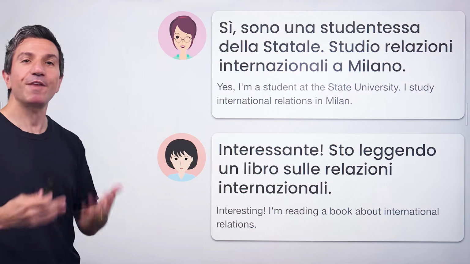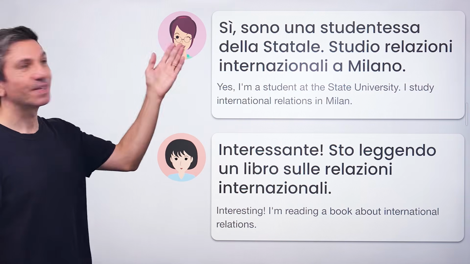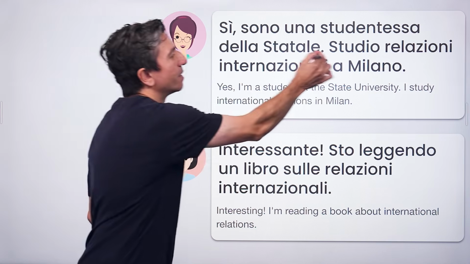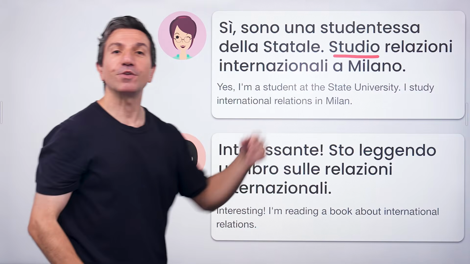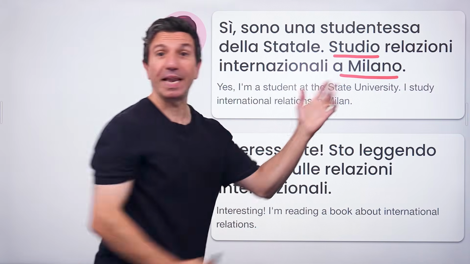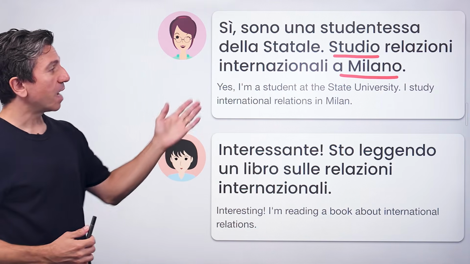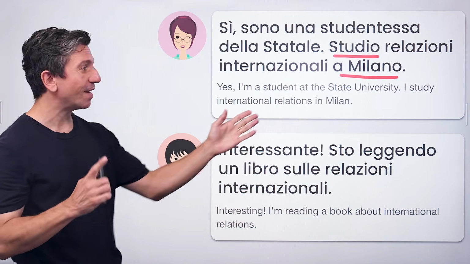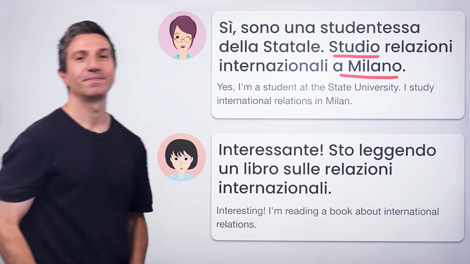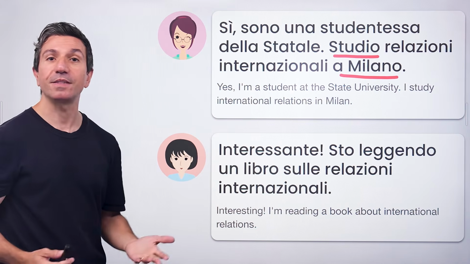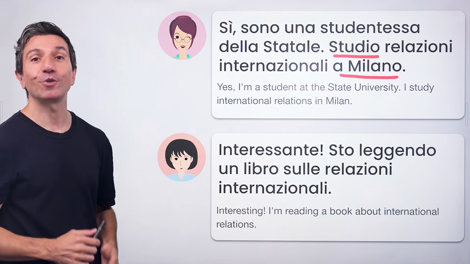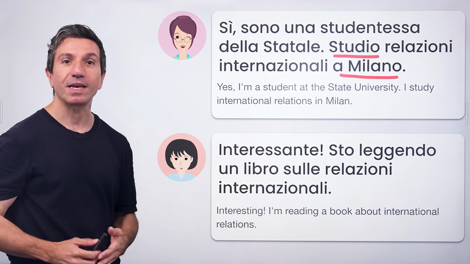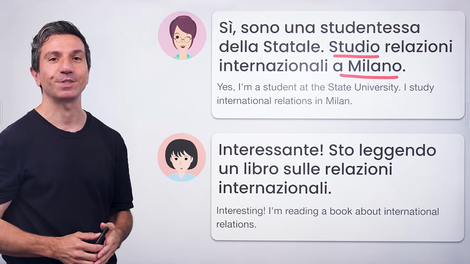Two people are having a conversation. Sì, sono una studentessa della statale. Studio relazioni internazionali a Milano. Yes, I am a student at the State University. I study international relations in Milan. Interessante! Sto leggendo un libro sulle relazioni internazionali. Interesting! I'm reading a book about international relations.